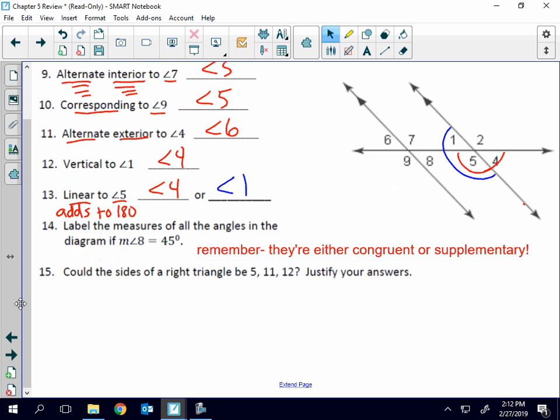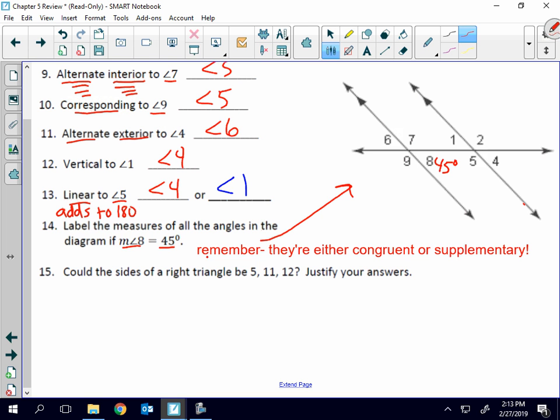Okay, number 14, we're going to label the measures of all the angles in the diagram if we know the measure of angle 8 is 45. So this is what I want to see. If you use that to answer the other questions, let's erase that picture because we're going to label the picture for this problem. So erase it so it looks like this and label measure of angle 8 as 45 degrees.